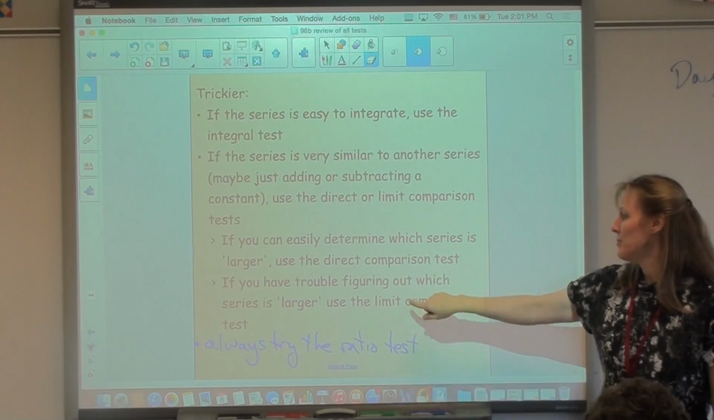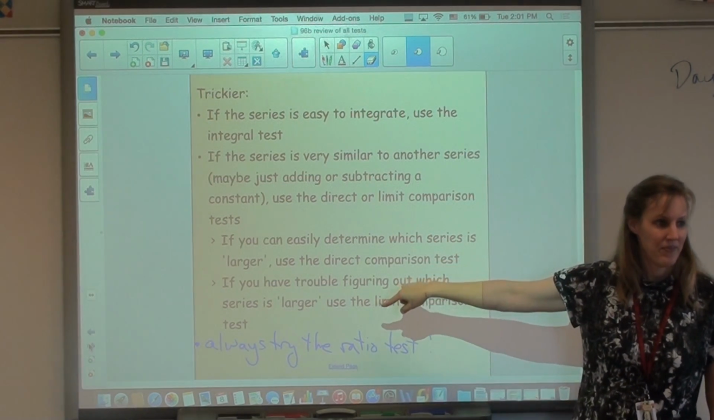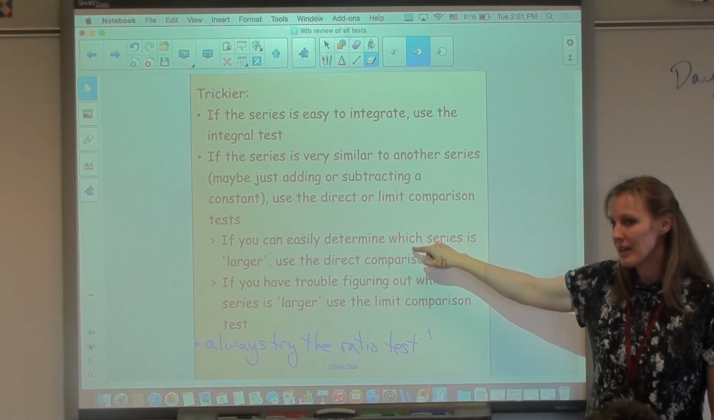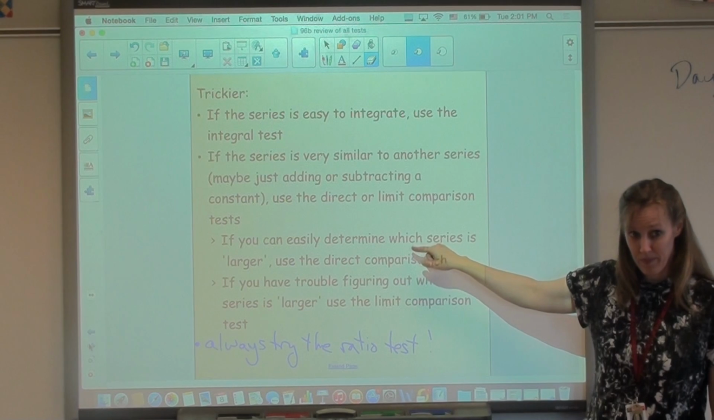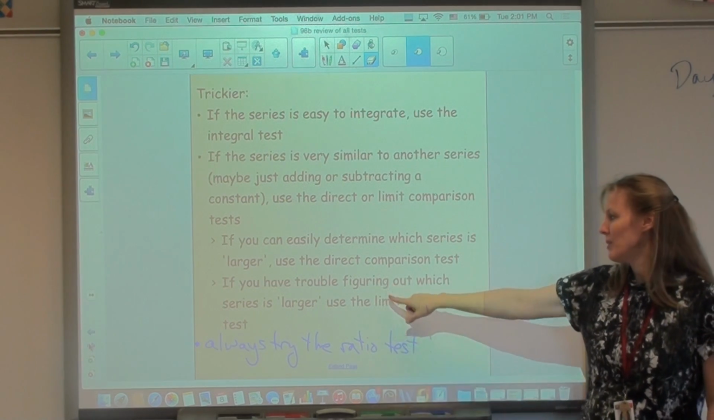Okay, direct and limit comparison test. You have to come up with your own function. So, direct comparison test, you come up with some function that's always less or always greater than the other one. Greater than diverging diverges, less than converging converges.